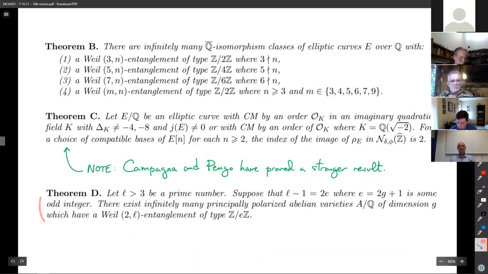And then we've also extended some of this work to try to understand Galois entanglements in the abelian variety case, which is the Wild West, because we have very little understanding of what torsion is for abelian varieties, the field of definition of torsion and so on. So anyway, that's where we are.